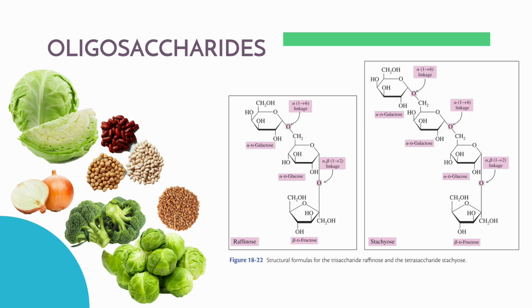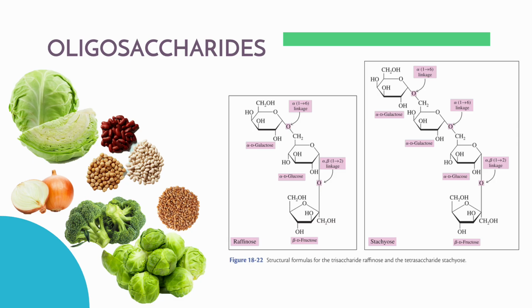Oligosaccharides. Oligosaccharides contain 3 to 10 monosaccharide units bonded to each other through a glycosidic linkage. Raffinose, the one on the left, and stachyose, the one on the right, are two naturally occurring oligosaccharides commonly found in cabbages, onions, broccoli, Brussels sprouts, whole wheat grain, and all types of beans.